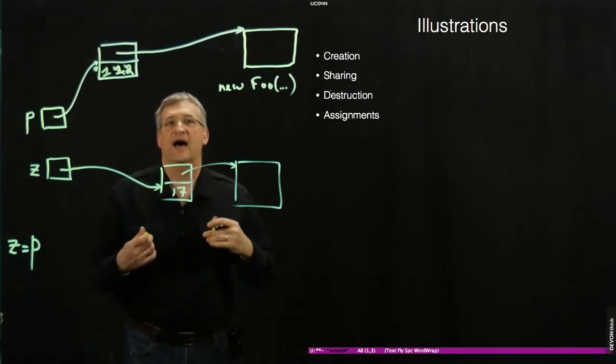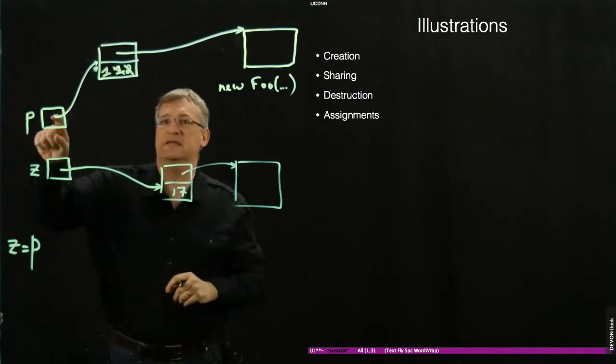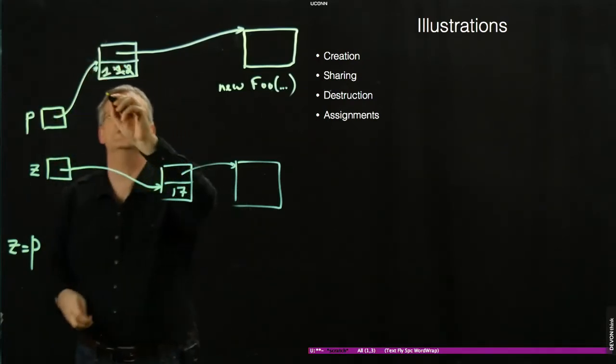So as I actually create an object, I manufacture this and this. I make this guy point to the manager, so this is the manager.